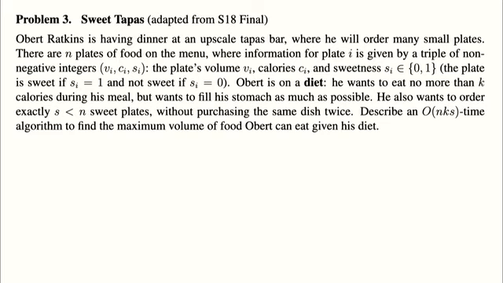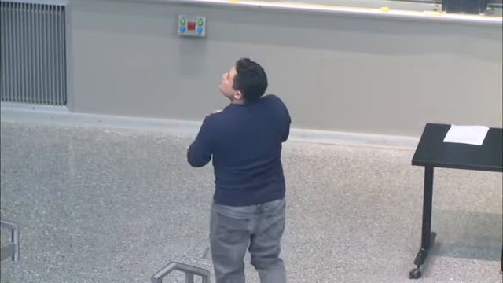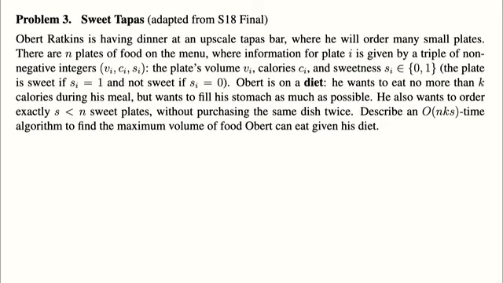Okay, so here's a condition that's similar to the knapsack 0-1 problem versus a knapsack kind of general problem. Am I allowed to take more than one of these things or not? Here, it's a restriction that I'm not allowed to take a plate more than once, okay? And I'm going to try to describe an order nKS time algorithm to find the maximum volume of food Obert can eat given his diet.